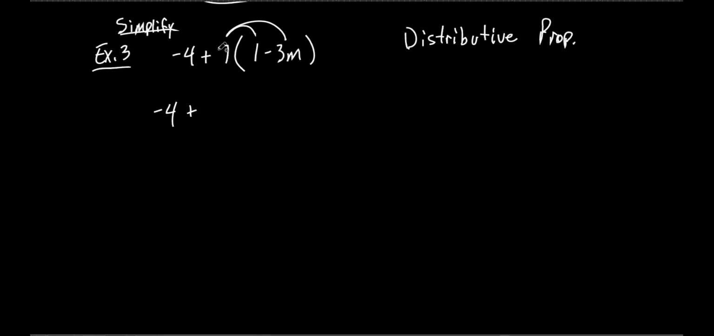Now, what's this going to be? 7 times 1. What's 7 times 1? 7. And then, watch, I got a positive 7 and I got a negative. What's my sign going to be? It's going to be negative. Then it's going to be what? 7 times 3, which is 21. But then, what about that m? We just write it down right next to it.